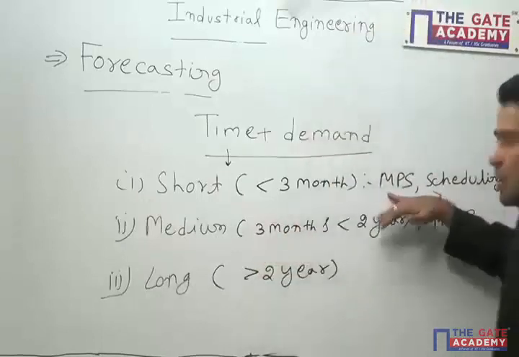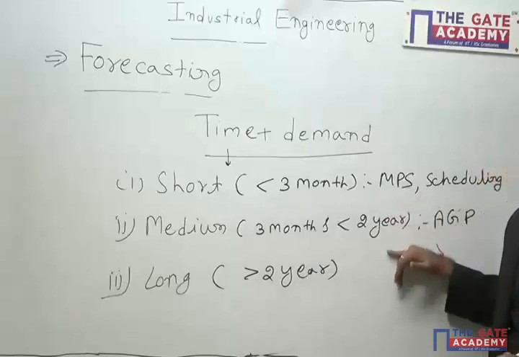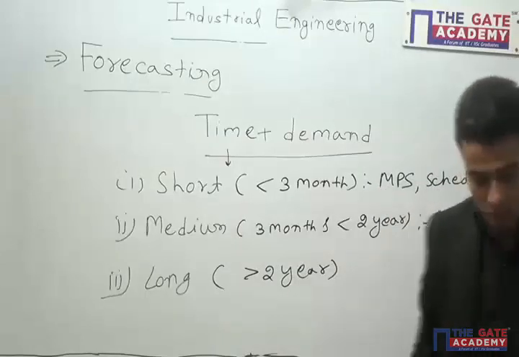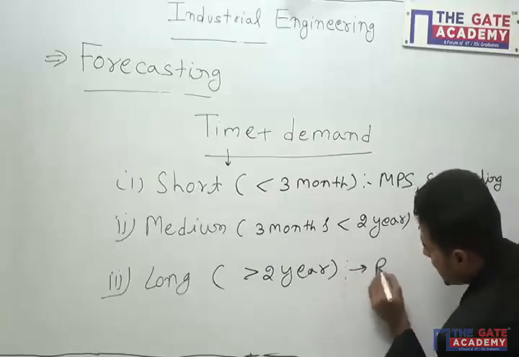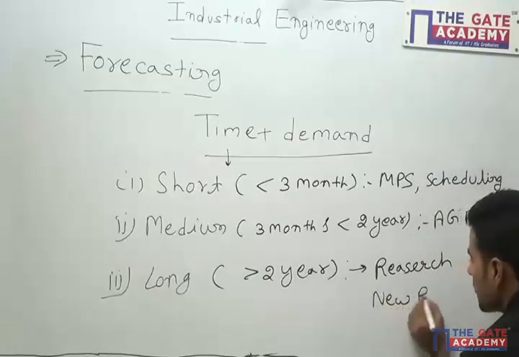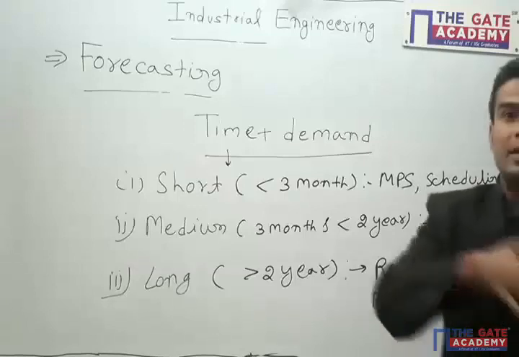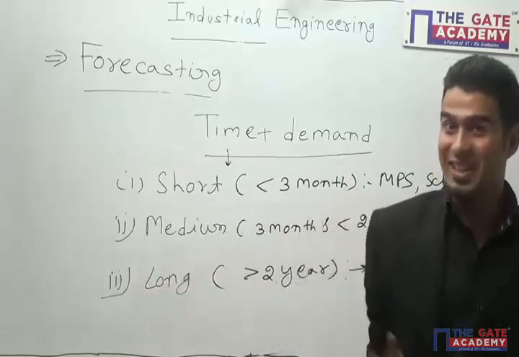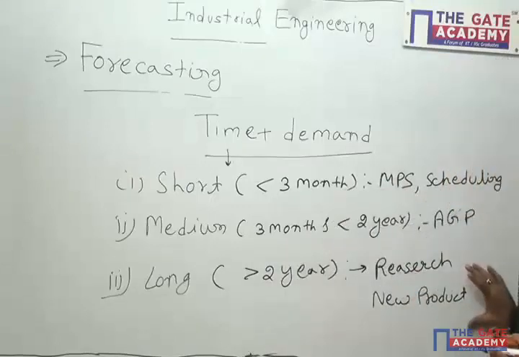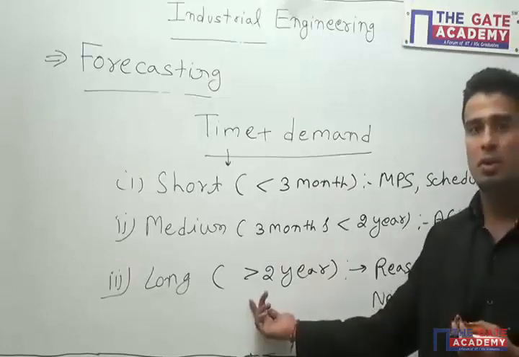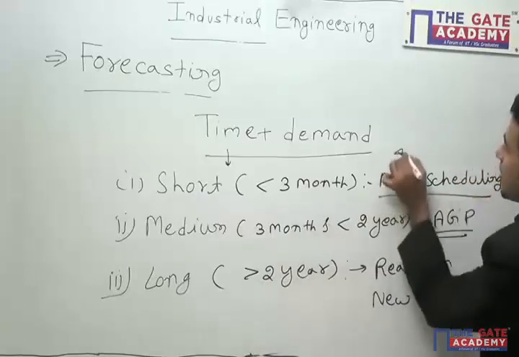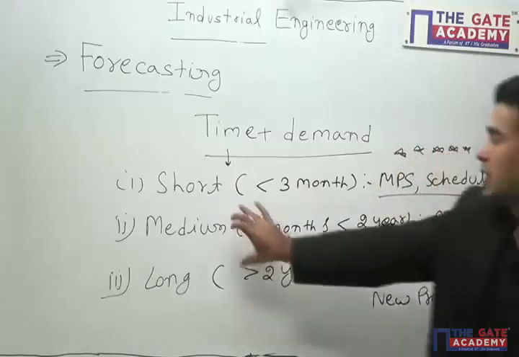So they directly ask you about the MPS, scheduling, and aggregate production, and so you should know the meaning of AGP, MPS, and scheduling. Okay, got it? Now, for example, if I want to start any research or a new product, because research has no limited time, we don't know when my research will be completed. So we put these two topics, new product and research, in long-term forecasting. It's very, very important because they ask a lot of questions from this.